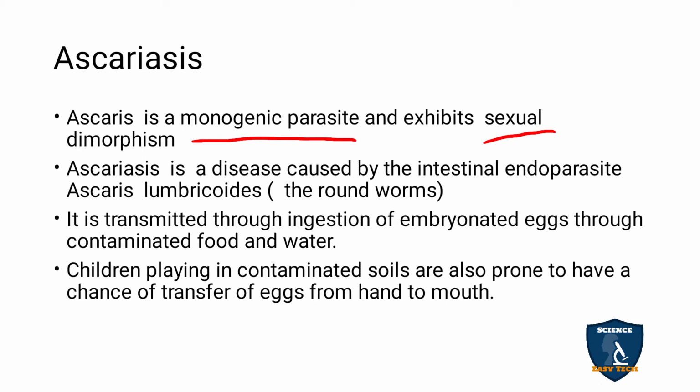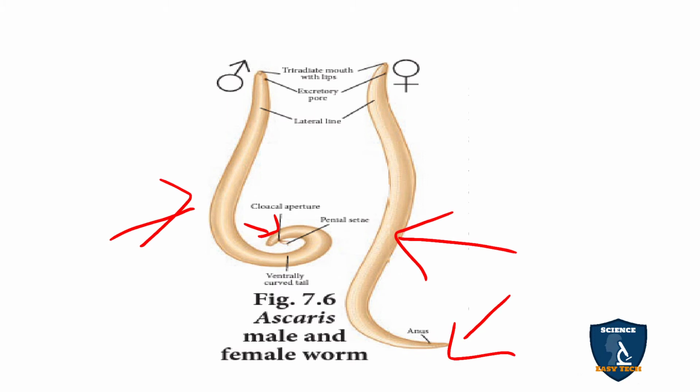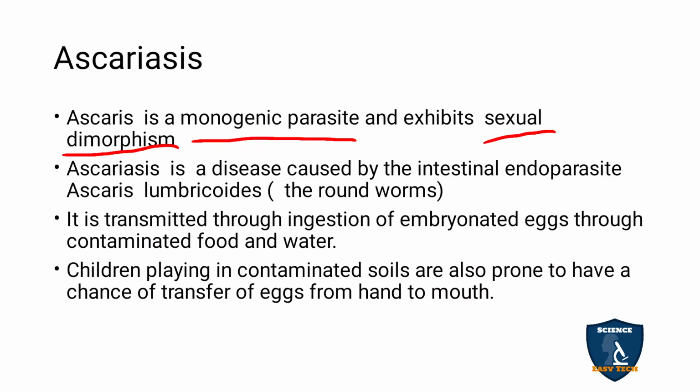They also show sexual dimorphism. Sexual dimorphism means the presence of male and female. Male and female worms are here. You can see the male is shorter than the female, and the end of the male is highly coiled, but not in the female. So this is the dimorphism between male Ascaris and female Ascaris. That's why it is called sexual dimorphism.